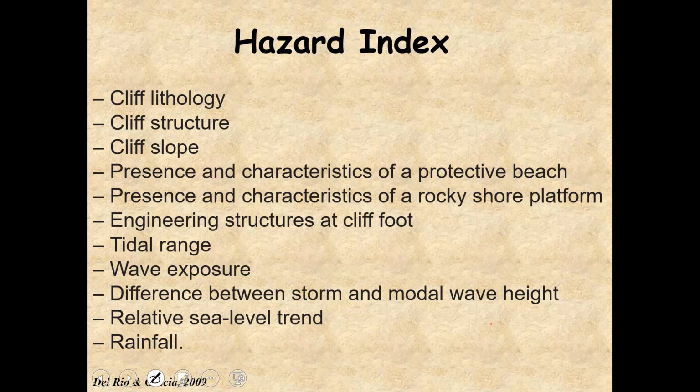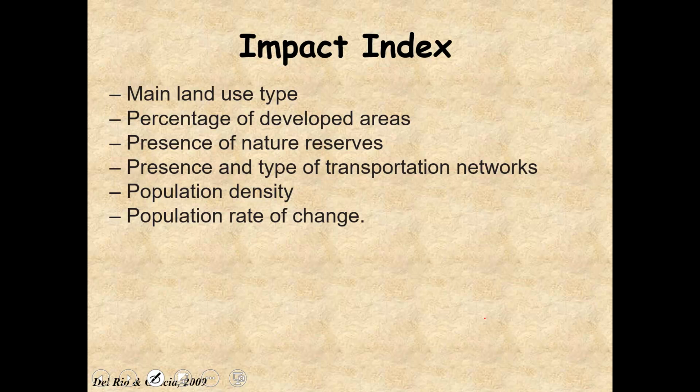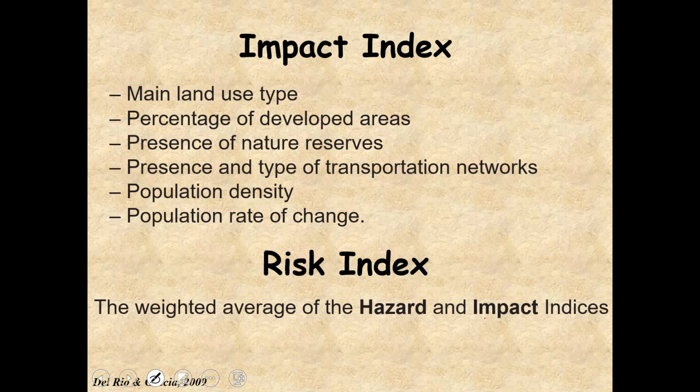So how do you define a hazard? Well, you basically look at the things we talked about: exposure, relative sea level, wave height, and also sediment input, and also the strength of the cliff. Okay. The impact is, well, what's there to be eroded. You're talking about major cities, high population density, or what? The risk is the weighted average of the two.